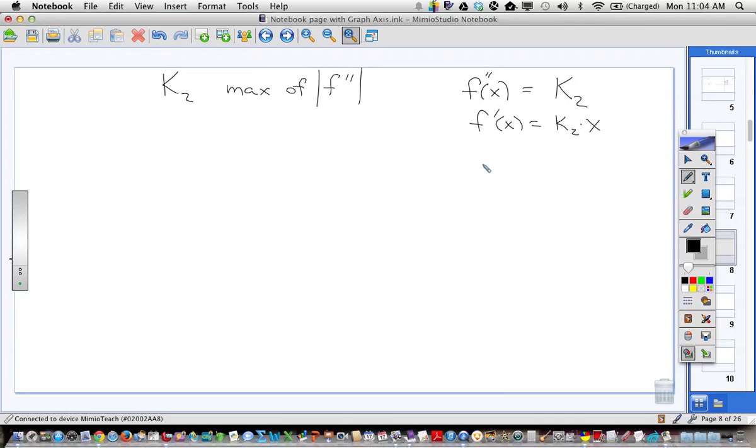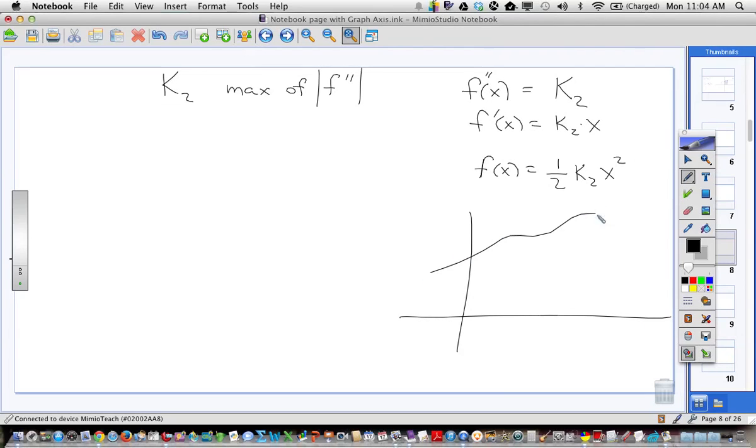And then I'm going to do the antiderivative again. That would raise up to a 2 and divide by 2. So it'd be 1/2 k2 x squared. There would be a function whose second derivative would be k2. With me? So we're going to pretend this is our function, because this function has that concavity the whole time. Our worst case scenario. All right, now, here's my function, here's my f.